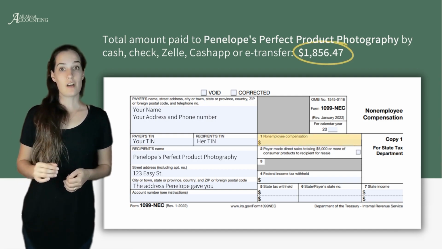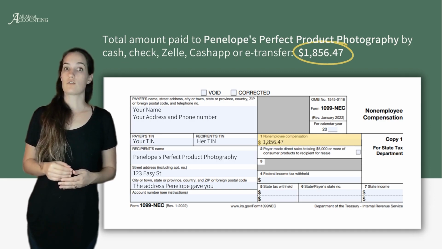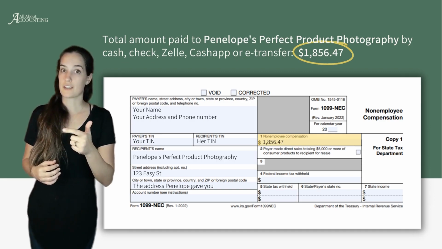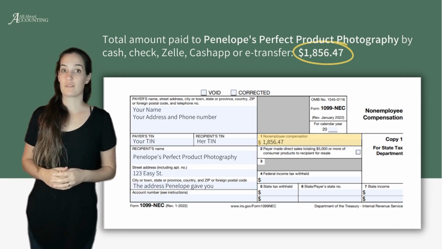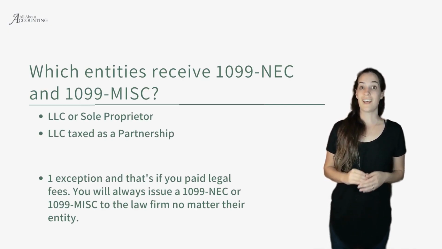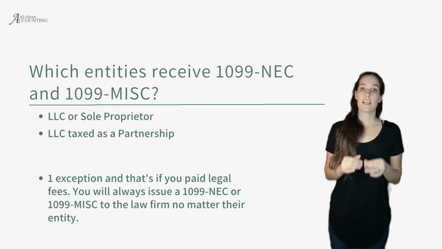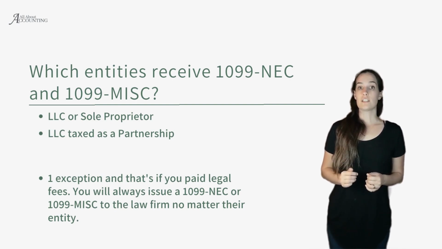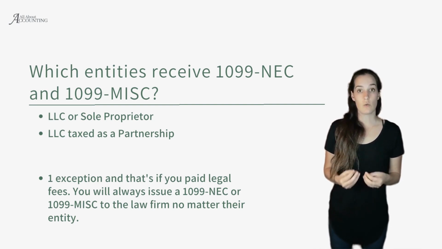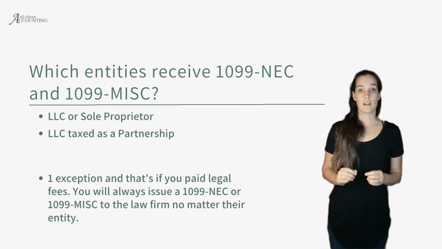Then, in box 1, you're going to put the amount of money you paid them that was $600 or more paid via cash, check, Zelle, or bank transfer that I previously described. There is one exception that I want to mention, and that is when looking at the entity type. If it is a law firm, you need to issue them a 1099 miscellaneous or 1099 NEC regardless of their entity type.